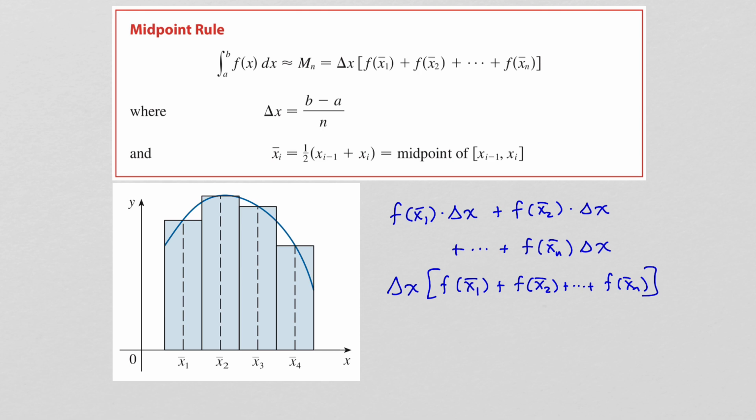And the f of xi bar is just the function value at the midpoint of that corresponding interval, as you can see down below here. So that is where this formula comes from. Delta x, of course, is b minus a divided by n. And here we have a formula for finding the midpoint of a particular interval. Normally, you can find the midpoint in a much more intuitive way, and we'll talk about that in our first example.